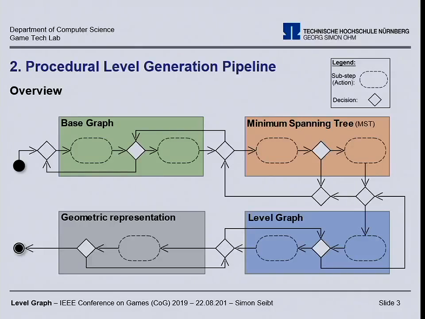If we take a closer look at the 4 stages, we can see that the base graph stage, the MST stage, and the level graph stage have 2 substeps, and the last stage has only 1 substep. These substeps are still nameless in this diagram, and I will describe them in more detail on the following slides. In addition, you can see that each substep can be repeated as often as you like. This is represented by the decision symbols in the diagram. After each step, the current result can also be modified manually by the user. Okay, now I will explain the individual stages and the substeps in more detail.